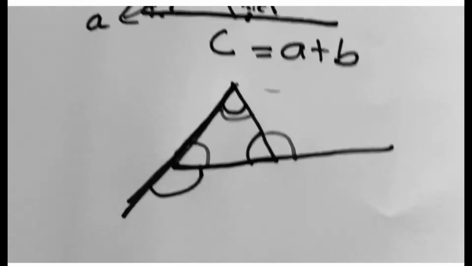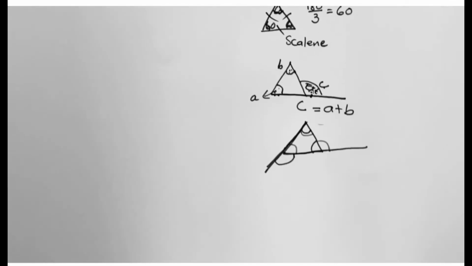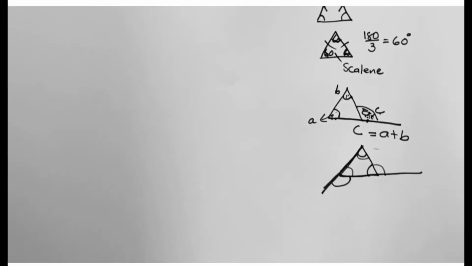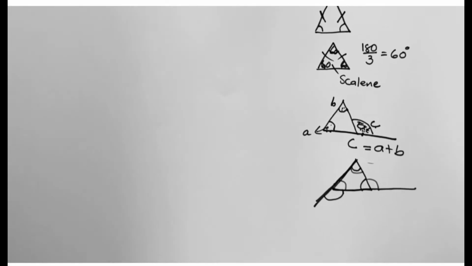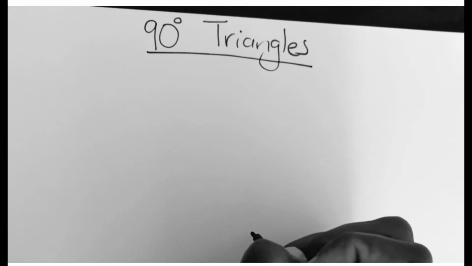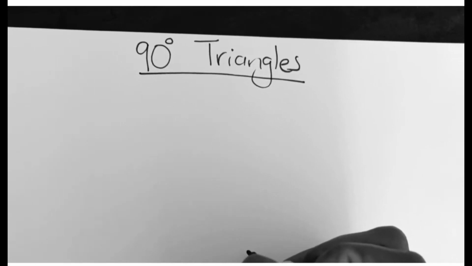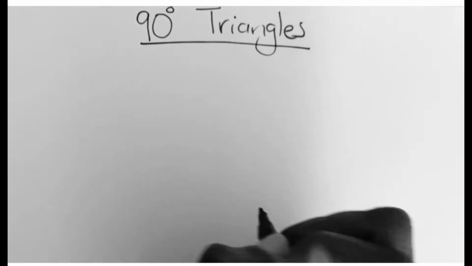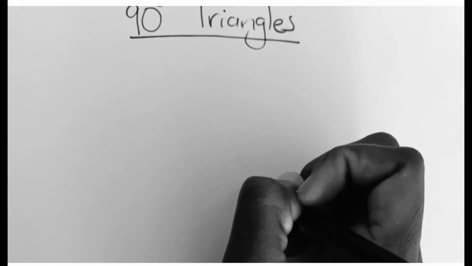Now, this is just us roughly going through some properties of angles in a triangle that you might want to take note of before we get to study them in detail. Now we are looking at 90 degrees triangles, right? Which means it's a right-angled triangle, meaning one of the angles inside that triangle is going to be 90 degrees.